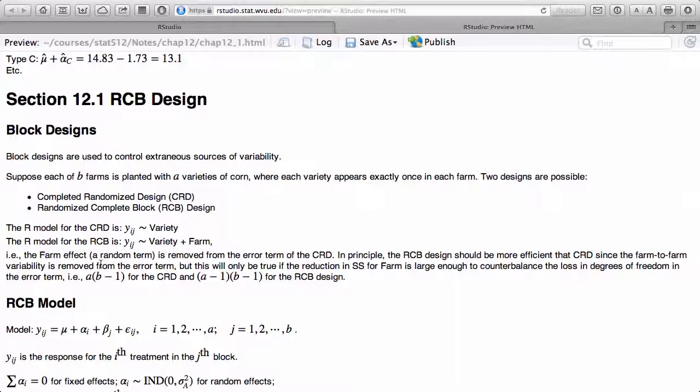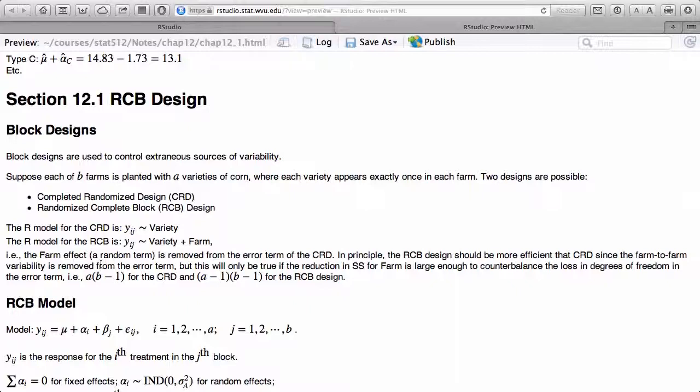So for example, suppose we have B farms, and we have A varieties of corn. And suppose on each farm we have all the varieties of corn. If that's the case, then for a particular farm we have all the varieties. And so you can think of it as we can compare the varieties within a farm and then pool the farms. And so we remove the effect due to the farm. And if there's a large farm-to-farm variation, then if we remove that, the error term is more pure.